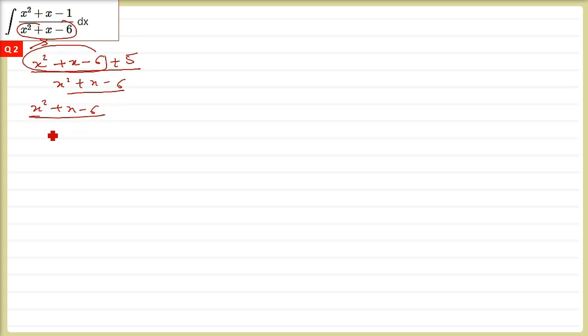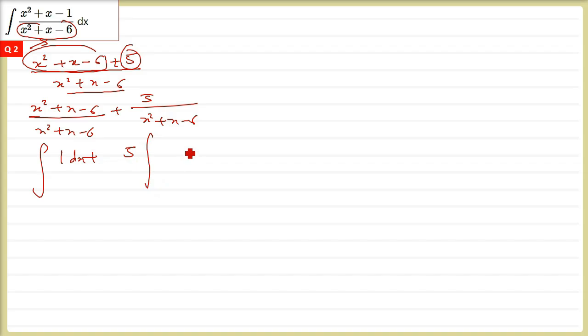x square plus x minus 6 divided by x square plus x minus 6, and now separating the 5 alone, 5 divided by x square plus x minus 6. Now this is the actual formation. The first will be 1 because this gets cancelled, plus 5 divided by x square plus x minus 6. So let's write it in integration form: integration of dx, plus 5 into integration of dx by x square plus x minus 6. So the first will be x, we'll use it later. And this is the second term.